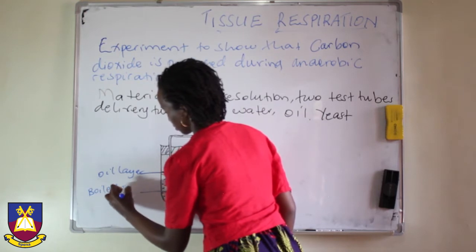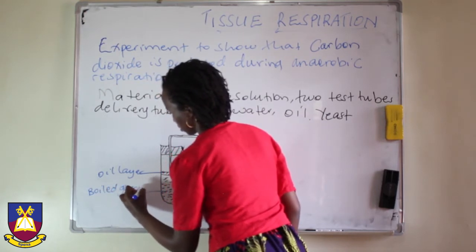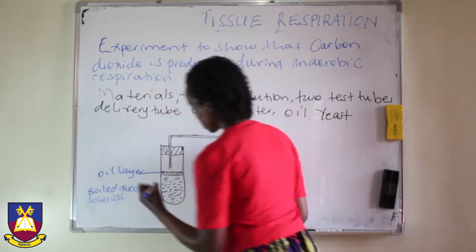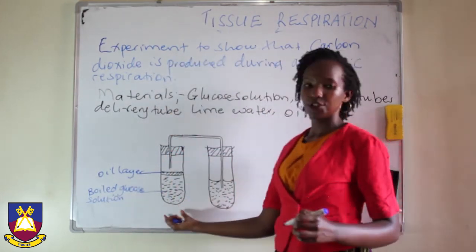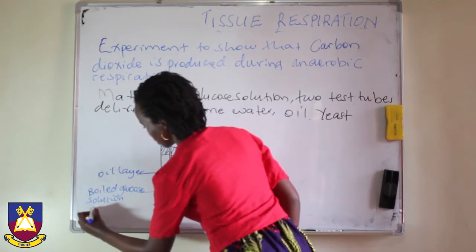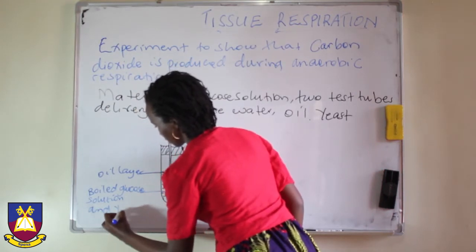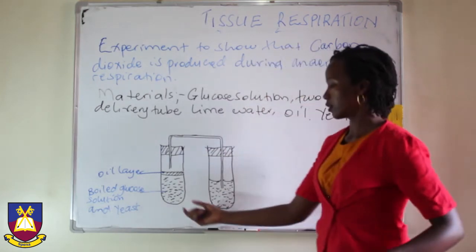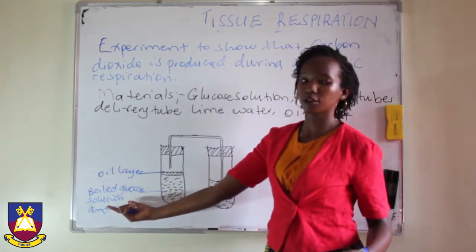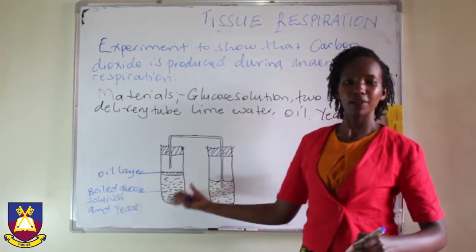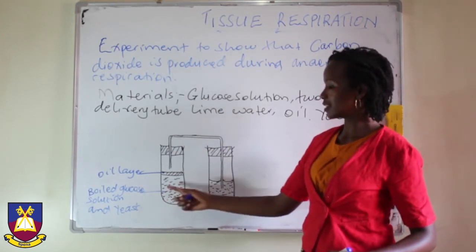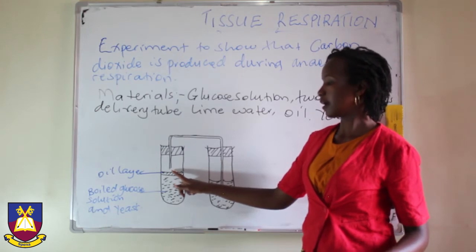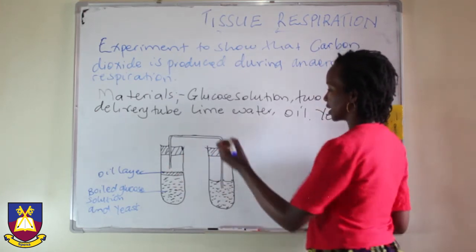boiled glucose solution. We also added yeast here too, because it's the one that's going to feed on the solution of glucose. Now, when yeast feeds on the solution of glucose, carbon dioxide accumulates here so that it escapes out of the oil layer to this point here, and then goes through the delivery tube.